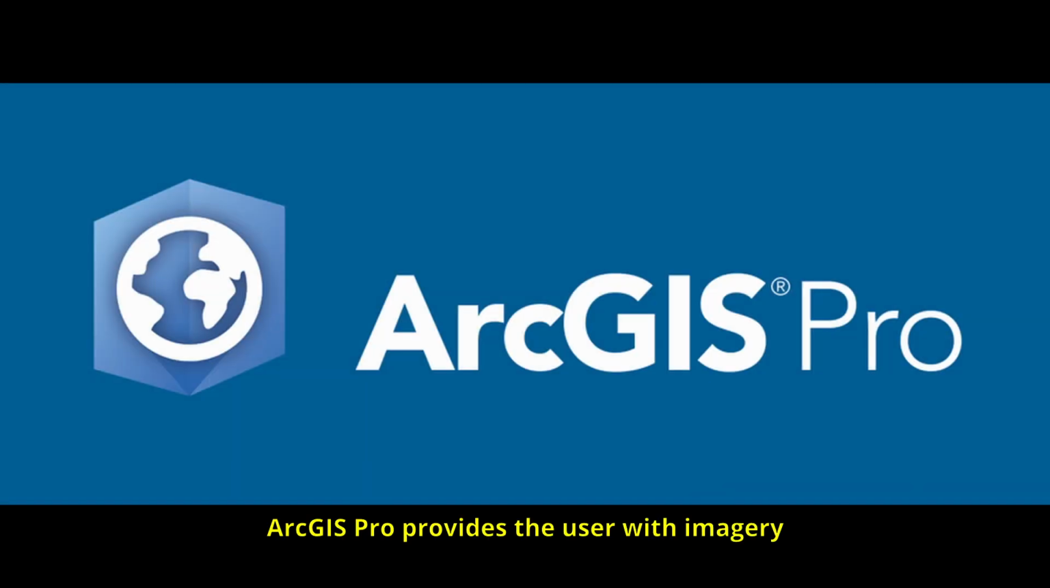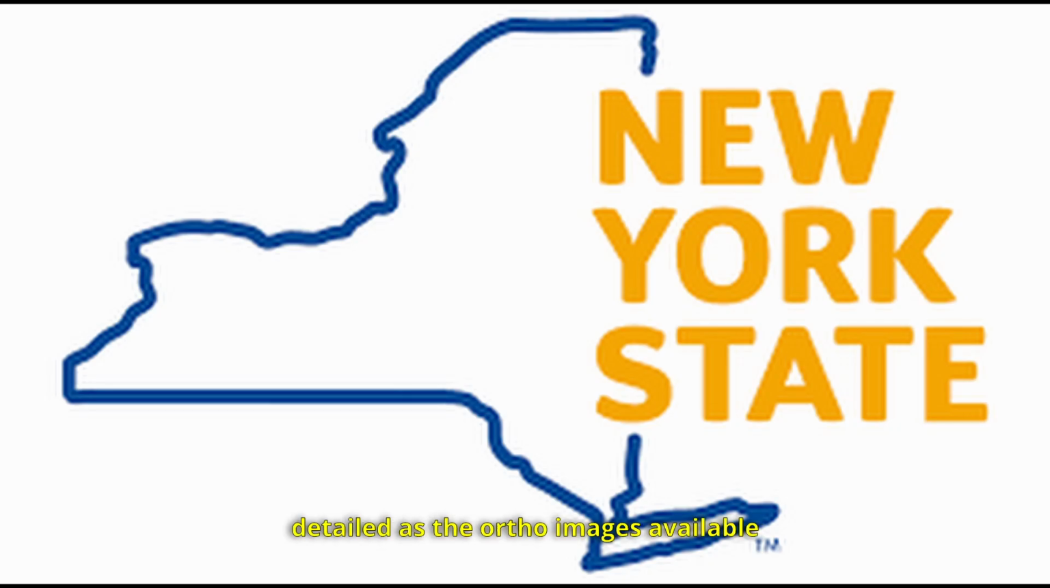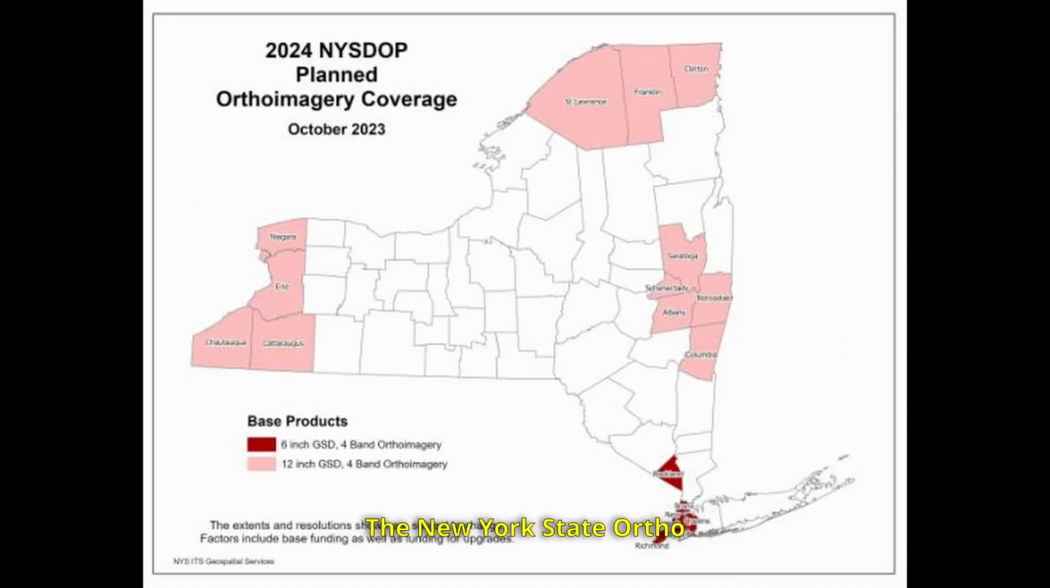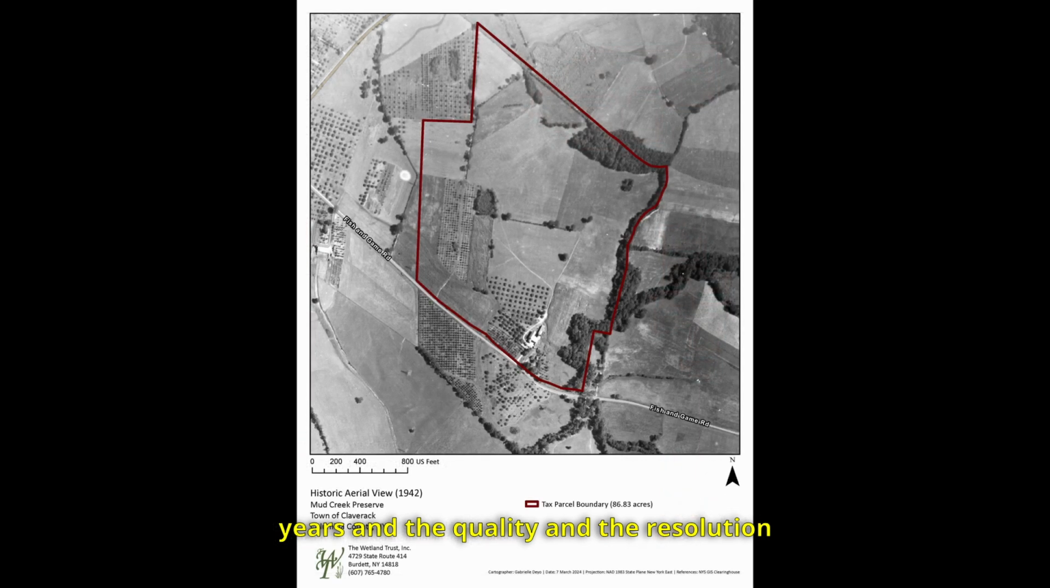ArcGIS Pro provides the user with imagery, hybrid, ortho photos to use as base maps. These hybrid images, though, are not as detailed as the ortho images available for free from New York State. The New York State Ortho Imagery program is outstanding. Counties are flown every 4 to 5 years, and the quality and the resolution of the ortho images are the gold standard, according to Michelle.